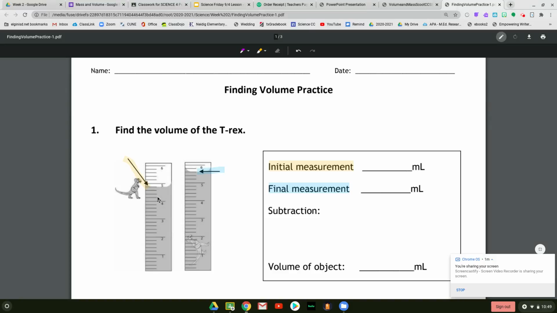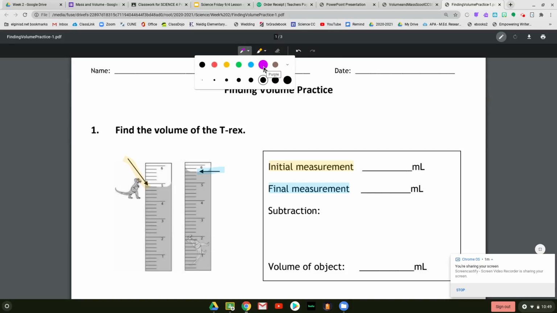So I need to be able to count and make it all the way to 10. So 1, 2, 3, 4, 5. No, that doesn't work. So let's try by 2s. 2, 4, 6, 8, 10. Okay. So these little lines are by 2s. So the initial number is at 4, 2, 4, 6, 8. So 4.8. 4 and 8 tenths.